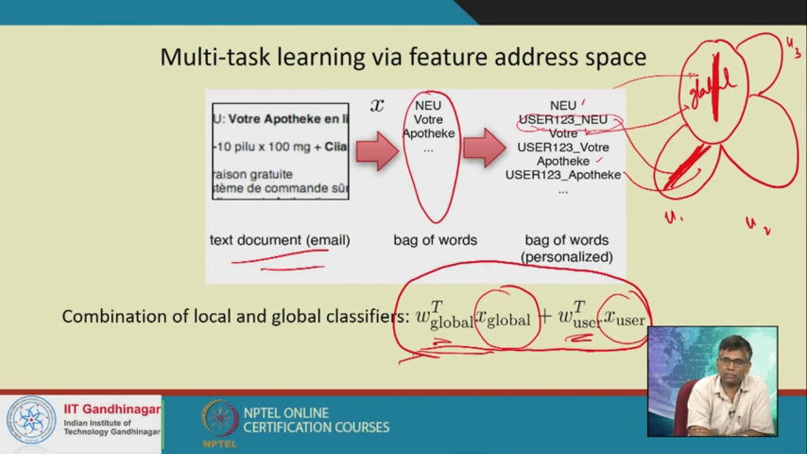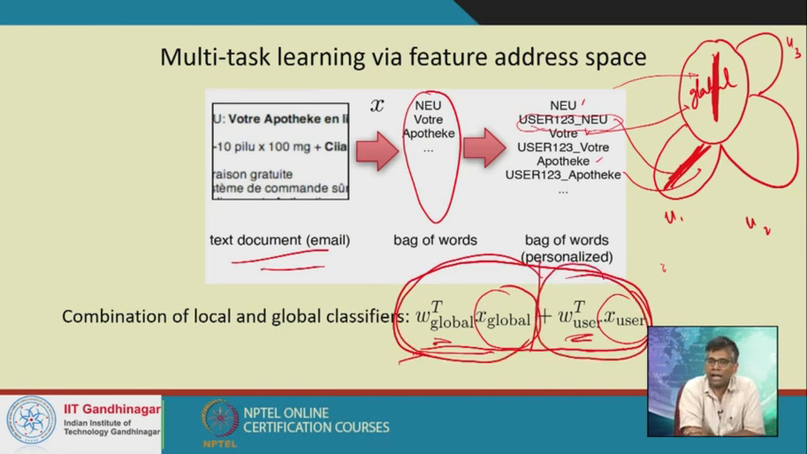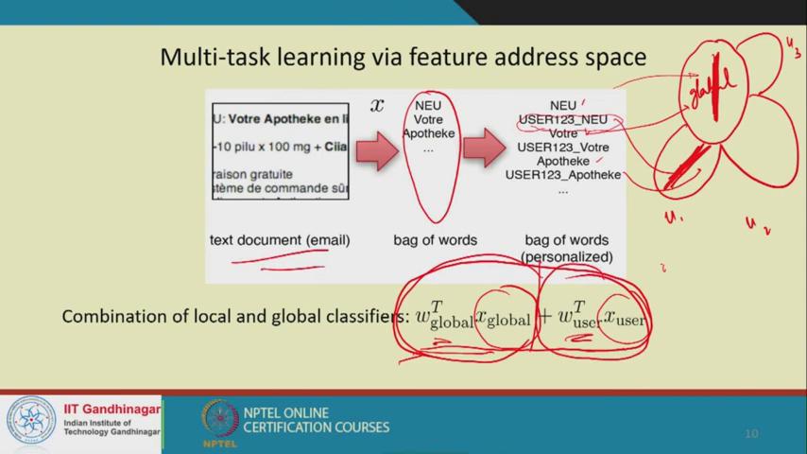And therefore, what it boils down to is that we could apply a threshold on this, and what it says is that we are combining a global classifier with a user-specific classifier, and we are giving a particular user the combination of these two classifiers. Right? So why is this good?